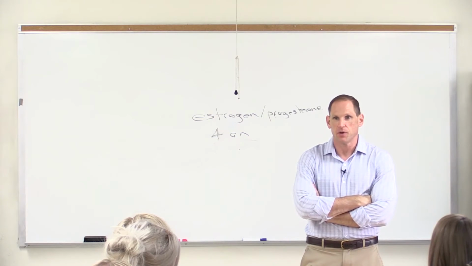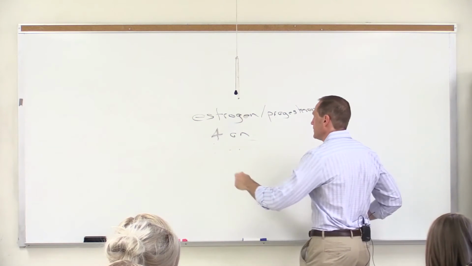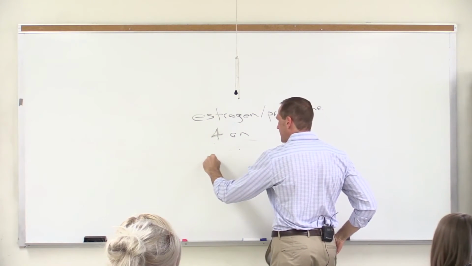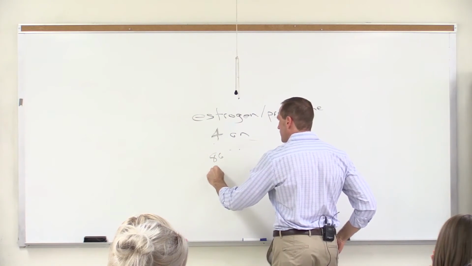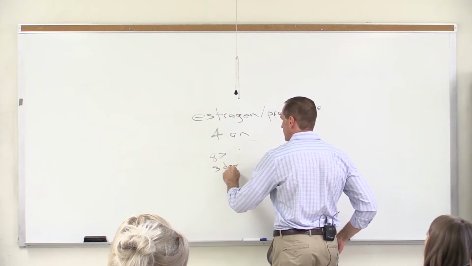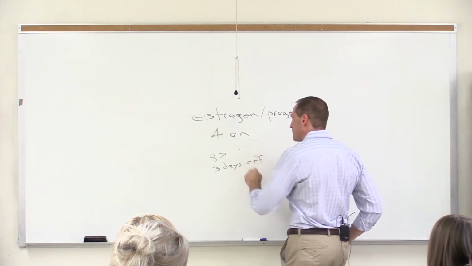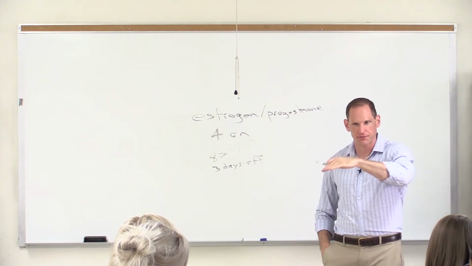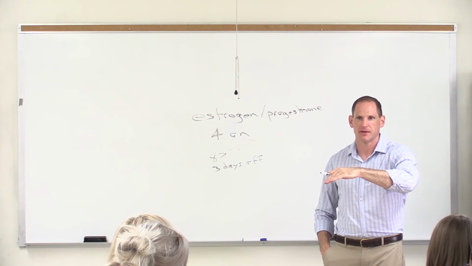Yeah. Well, they do sell one now that is, I think, 86 days on, 3 days off, or maybe 87. So you only bleed for 3 days out of every 3 months. Why?